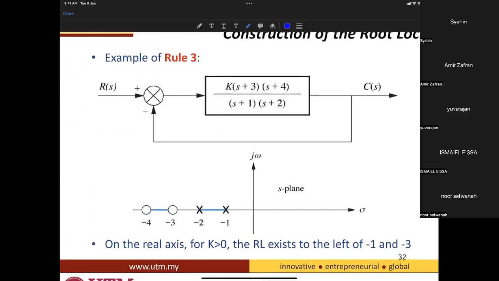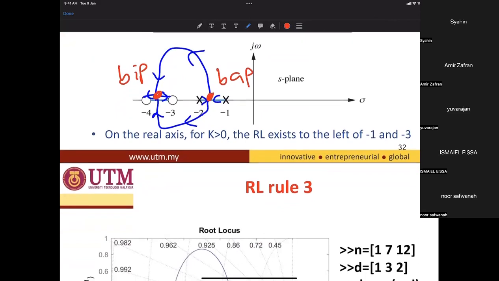Rule number 3 is here: on the real axis for K greater than 0, the RL exists to the left of -1 and -3, like this. So you have two open loop poles, -2 and -1. They meet each other and break away. One will go here, the other one will go here. Sorry about my handwriting, I'm not good at drawing. Then one splits to the zeros, ending at a zero, and the other one ends at the remaining zero. You can see that here is a breakaway point, and here is the break-in point. BIP, BAP, BIP.